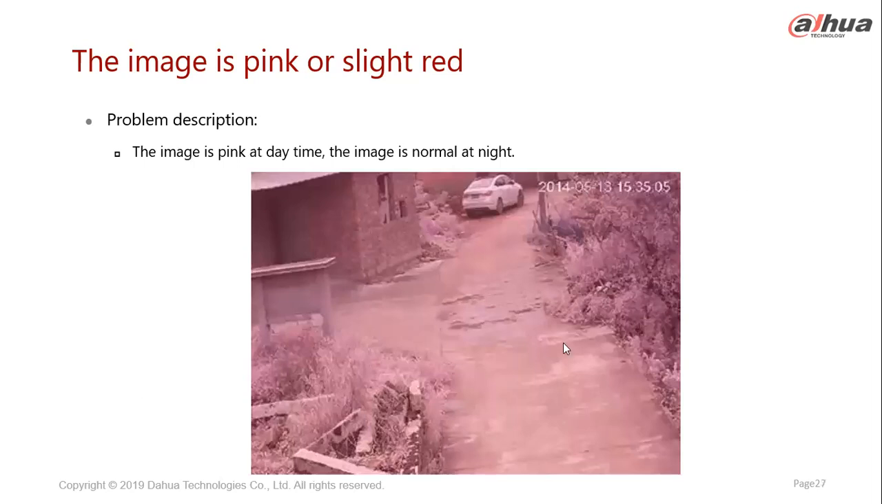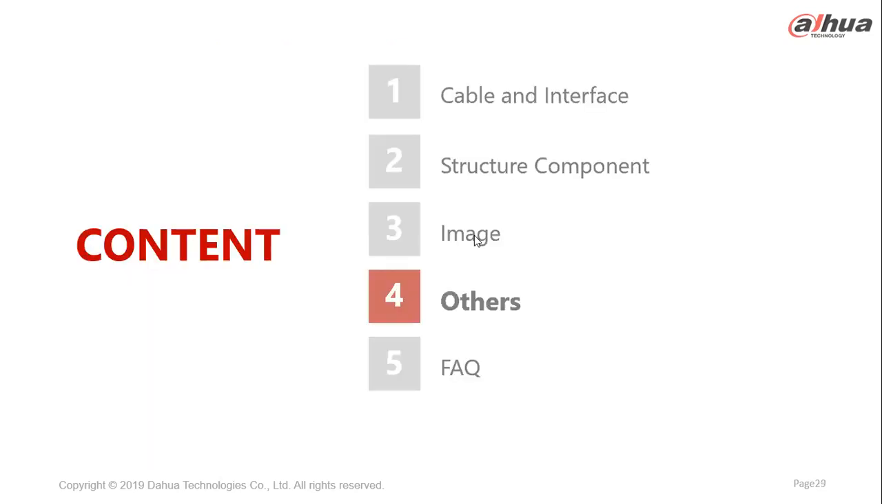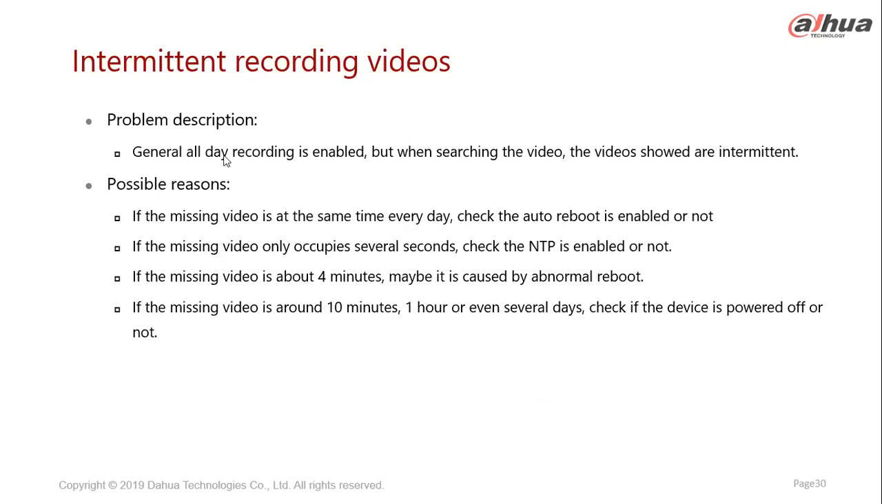So how do you go about such a problem? You can set the image parameters to default, like resetting the camera. You can check if the ICR mode is auto, that is, it will be able to switch between day and night, and confirm your power supply. If you can't fix this, you can contact us and we'll check on the same. Maybe some other problems. Maybe you might be facing a problem where you can't record during the day.